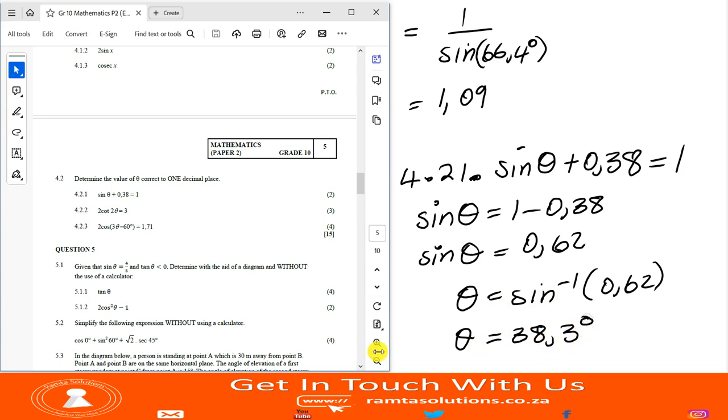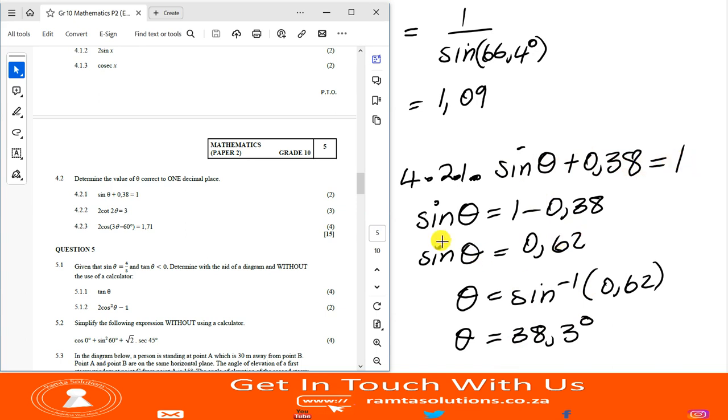38.3 degrees. Remember, correct to 1 decimal place. So your answer is 38.3 degrees, 4.2.1. Remember, guys, when you are done, you should try to substitute this value into your original equation, in this case on the left hand side, and see if it'll give you the right hand side.